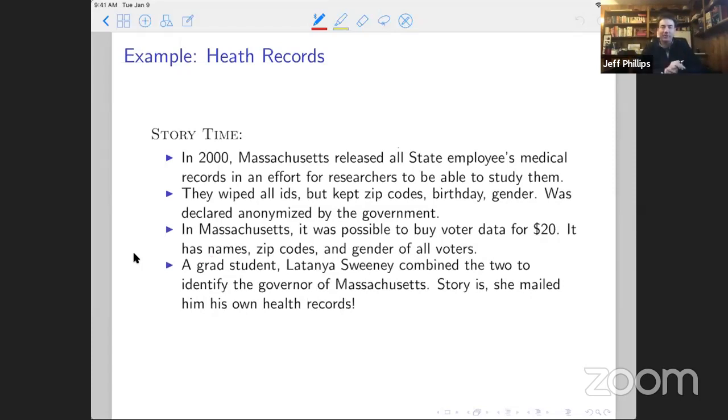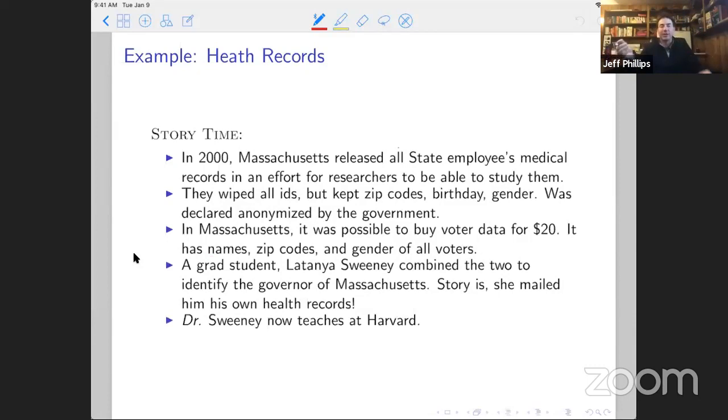That's one of the state employees, because there are only so many people with that zip code and age, because the zip code was restricted, and she was able to pretty much figure out the health records of the governor. And the story I've heard, I don't know if this actually happened, is that she actually sent the governor's information to him in the mail, right? As a way of demonstrating that there were some issues with releasing all of this information.